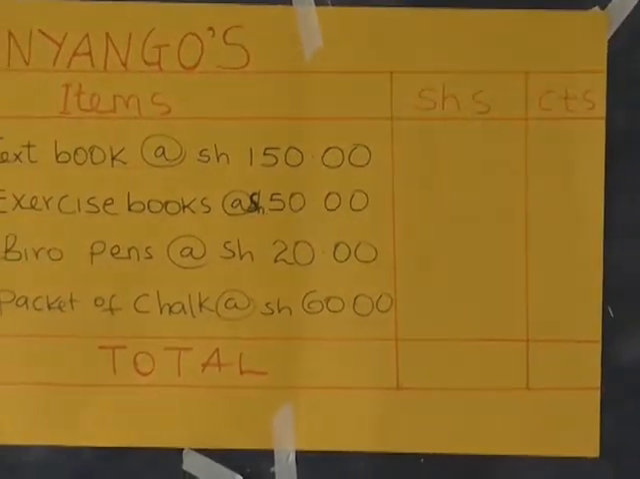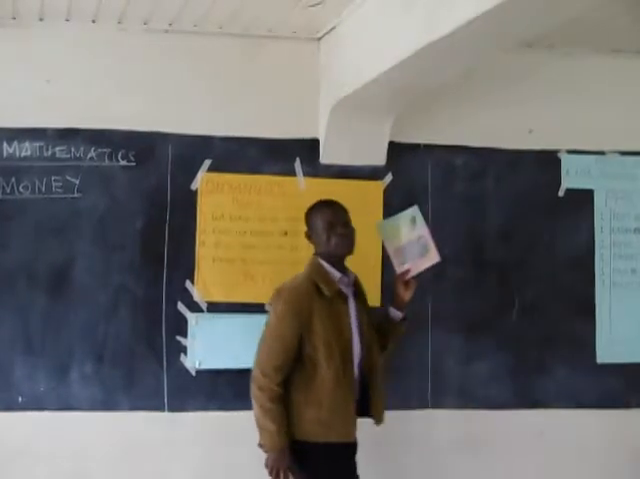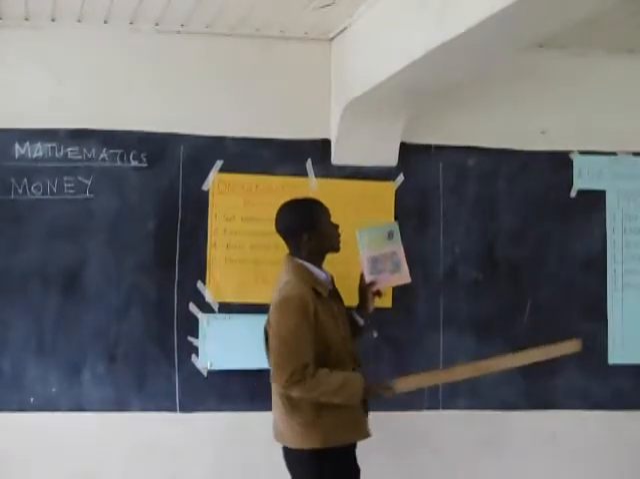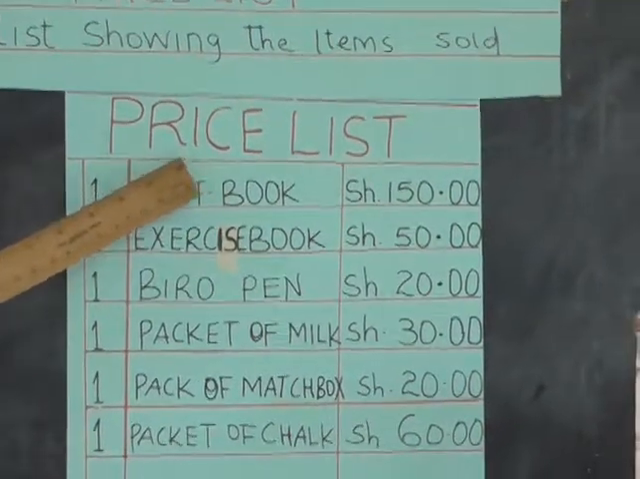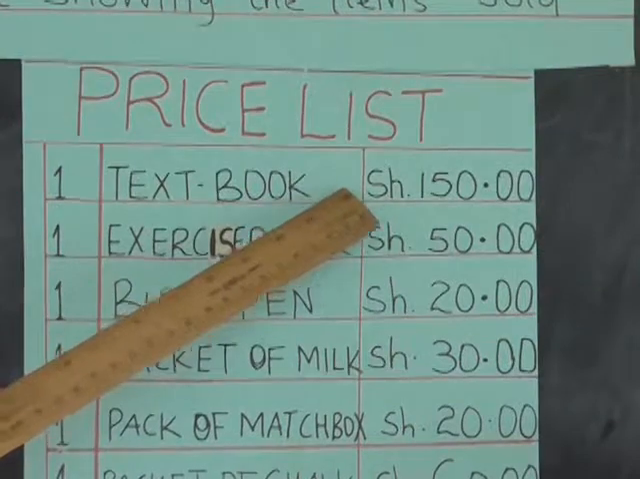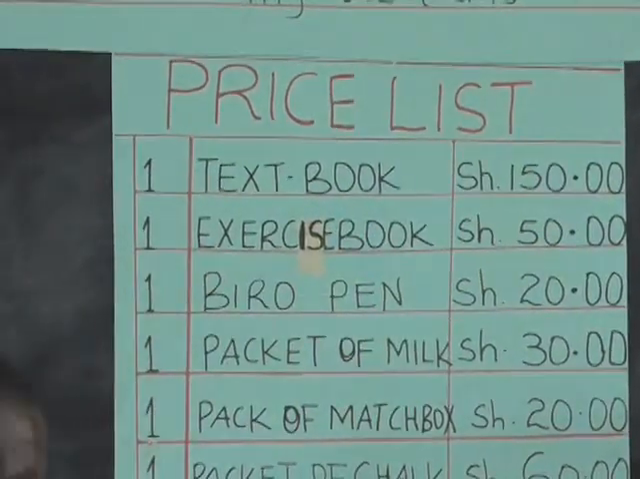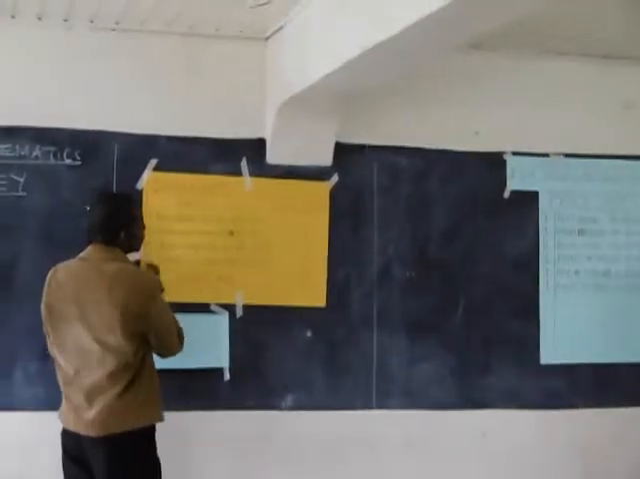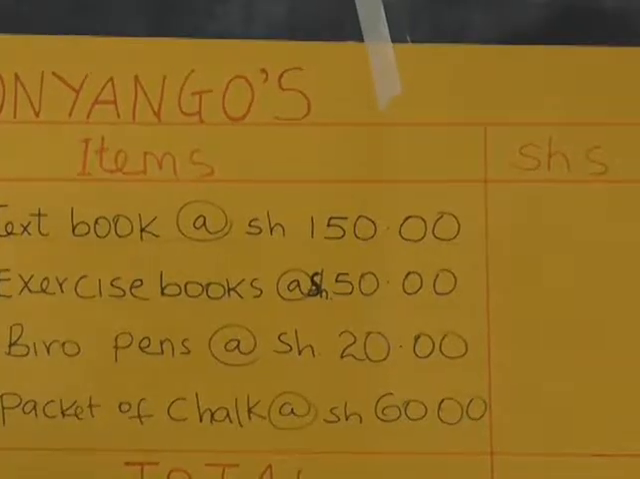One, we have the textbook, the CRE textbook that I bought. To pay for this book, I'm going to check the price on the price list. So on my price list, they are saying one textbook costs 150 shillings. So because I bought one textbook, I am going to pay 150 shillings.